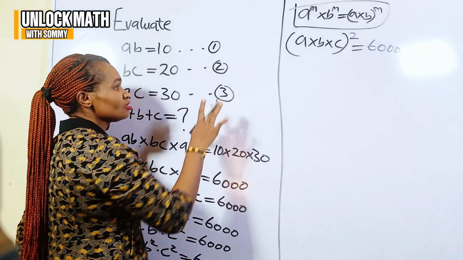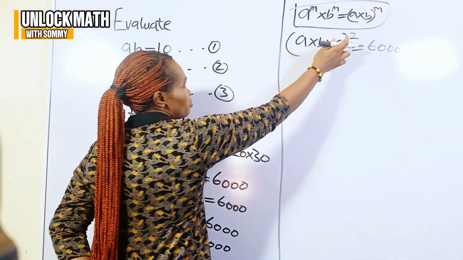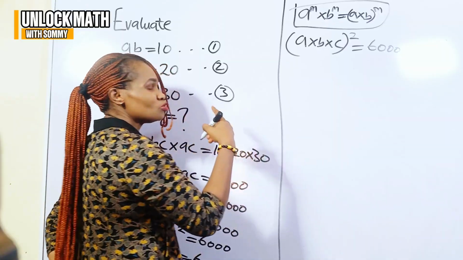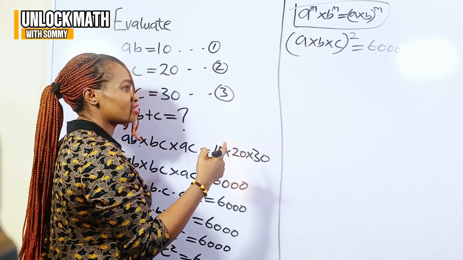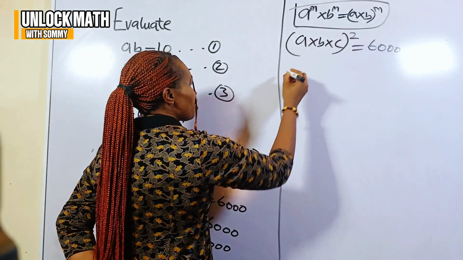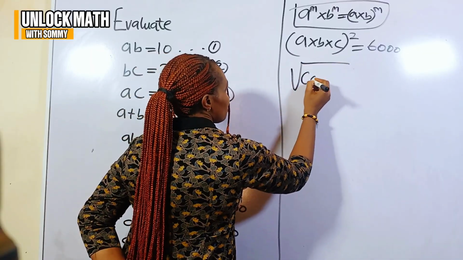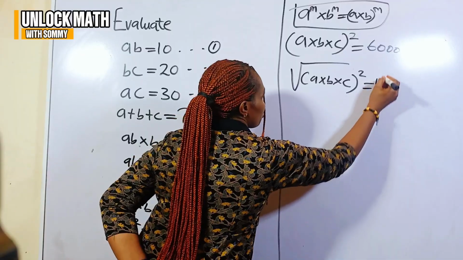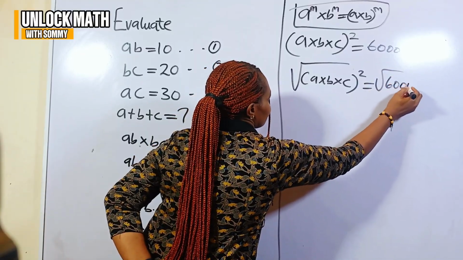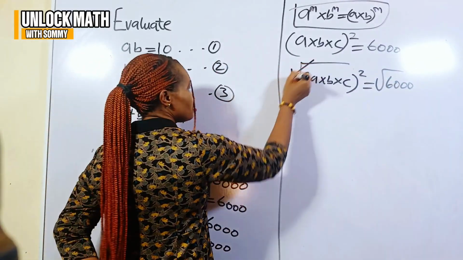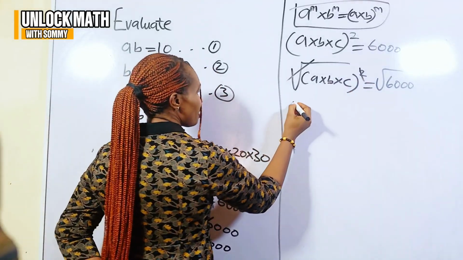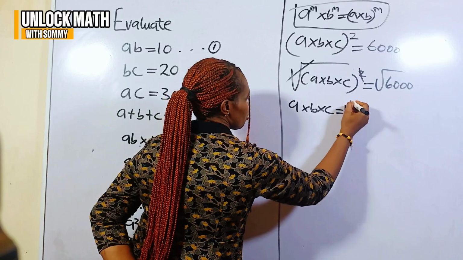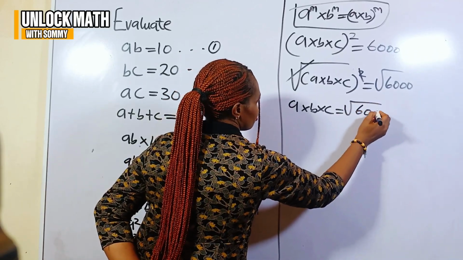Now, looking at this, this is squared, while 6,000 is not squared. The next thing for us to do is to take the square root of both sides, for us to be able to remove this square. And when we do that, we have A multiply B multiply C squared, which is equal to square root of 6,000. And this, we cancel this. We now have A multiply B multiply C, which is equal to square root of 6,000.